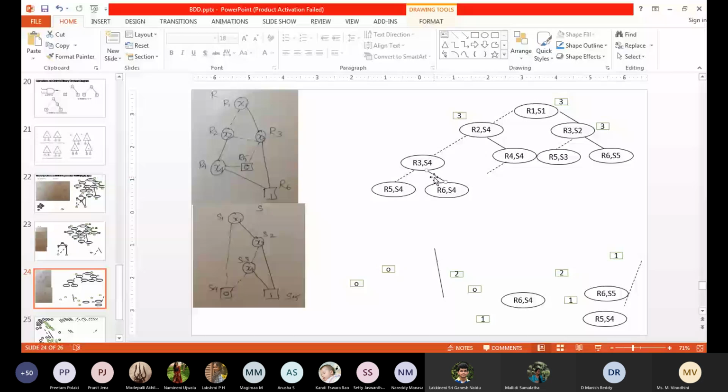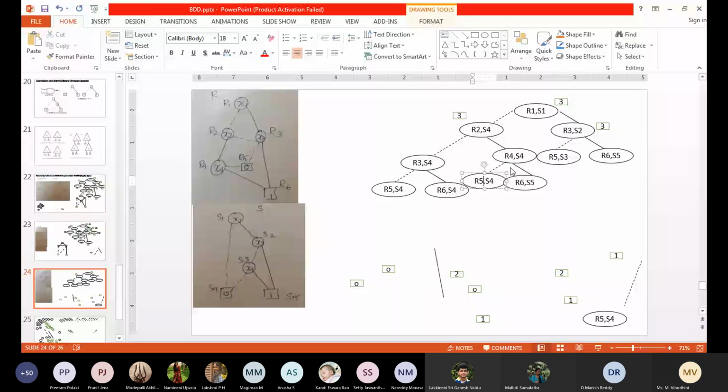R4. R4 when it is 0 it is going to R5. R4 when it is 1 it is going to R6. S4 is the leaf node. Now R5 is a leaf node, S4 is a leaf node, R6 is a leaf node, S4 is a leaf node. So this is the end. Next.